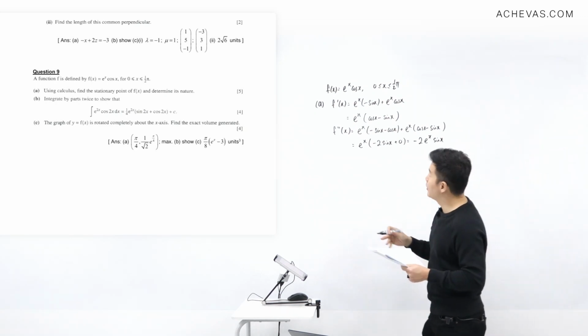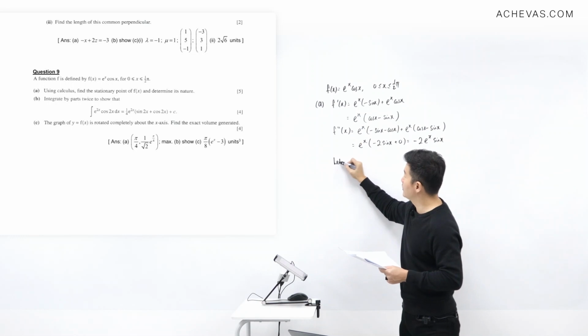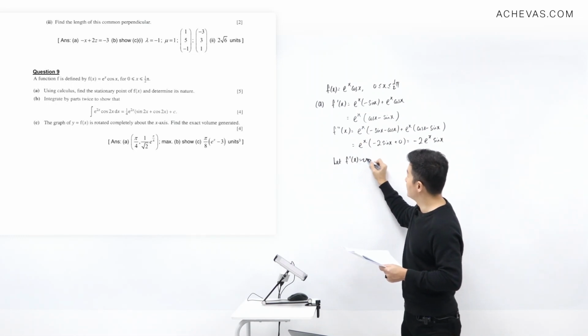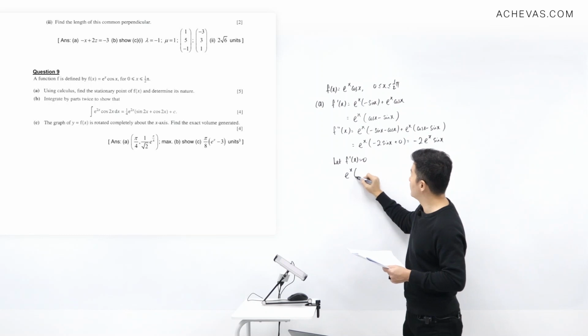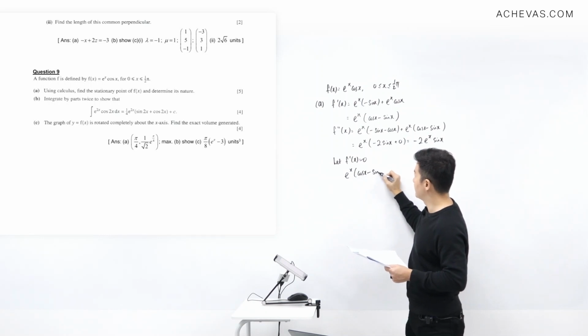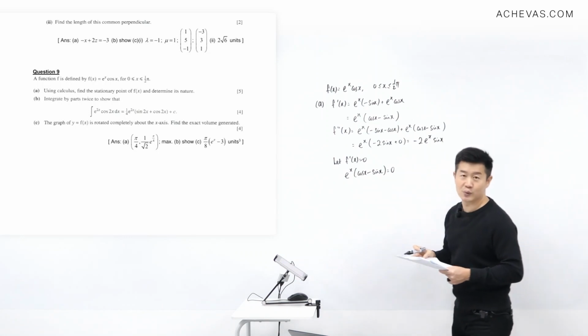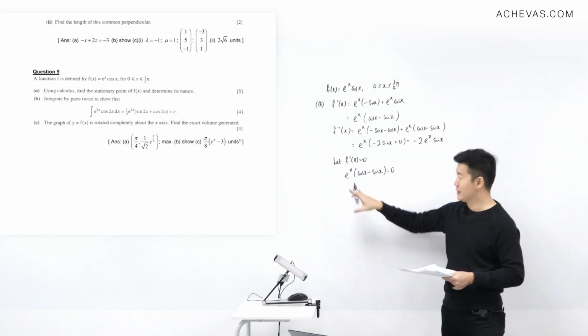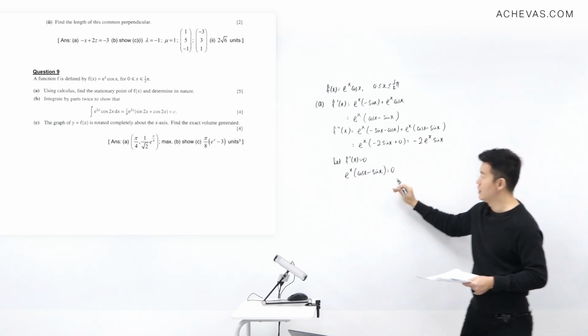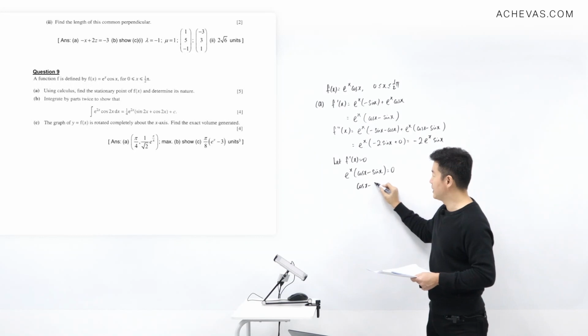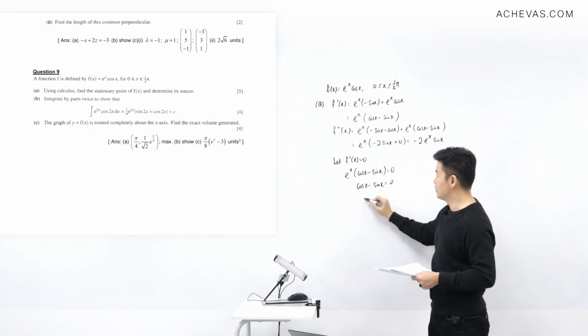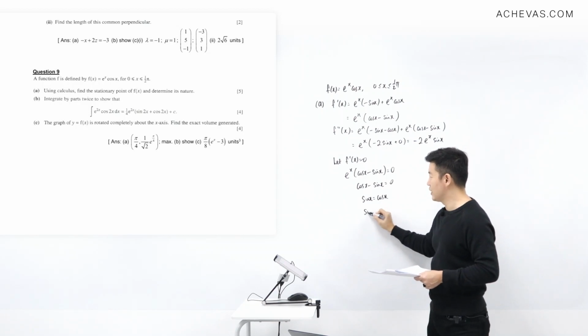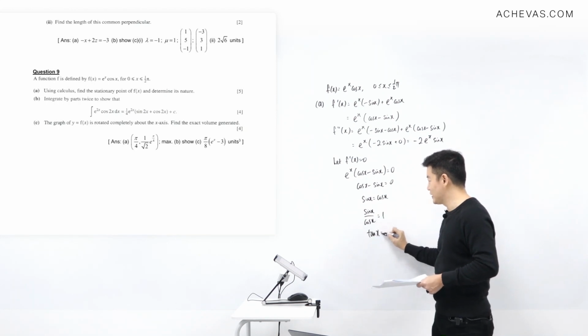So to find the stationary point, that is when f prime x is equal to 0. So I'm going to let f prime x be equal to 0, which is e to the power of x times cosine x minus sine x to be equal to 0. And e to the power of x itself is always going to be positive. So it is impossible for e to the power x to give me a 0. So that leaves me with cosine x minus sine x equal to 0. So sine x is going to be equal to cosine x. Dividing across, we have sine x over cosine x equal to 1, which means that tangent x is going to be equal to 1.